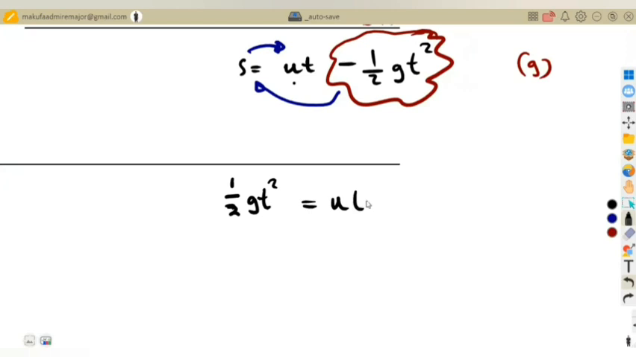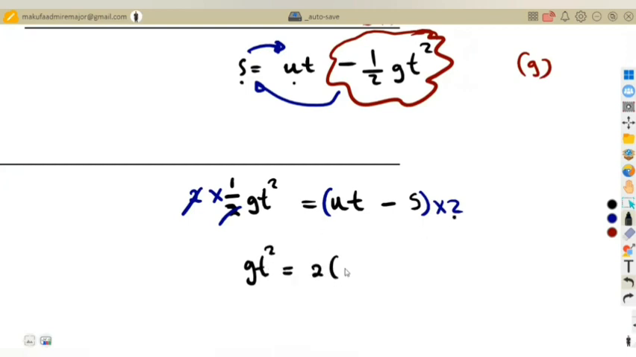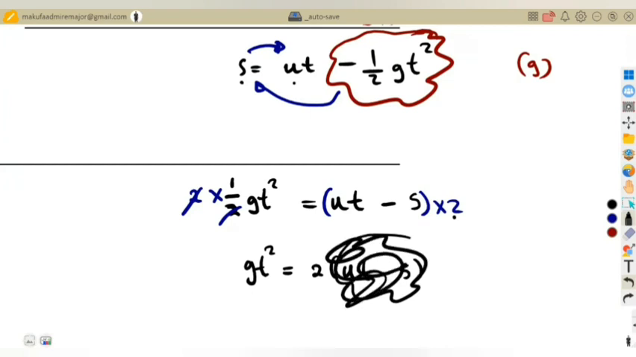We are going to be left with the ut. We transpose s to this side, it is going to be minus s. So in order for us to remove this half, multiply by 2, but whatever you've done should affect each and everything on this side. So this is going to be gt squared is equal to 2 multiplying everything. So just open a bracket, ut minus s. There's no need for us to expand the brackets because inside here there's nothing that has to do with g. We do not have g inside, so there's no need for us to expand these brackets.